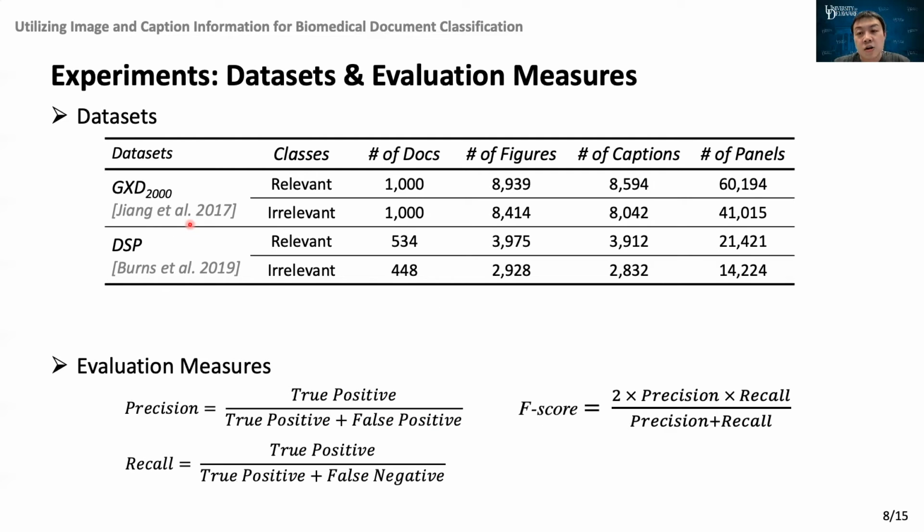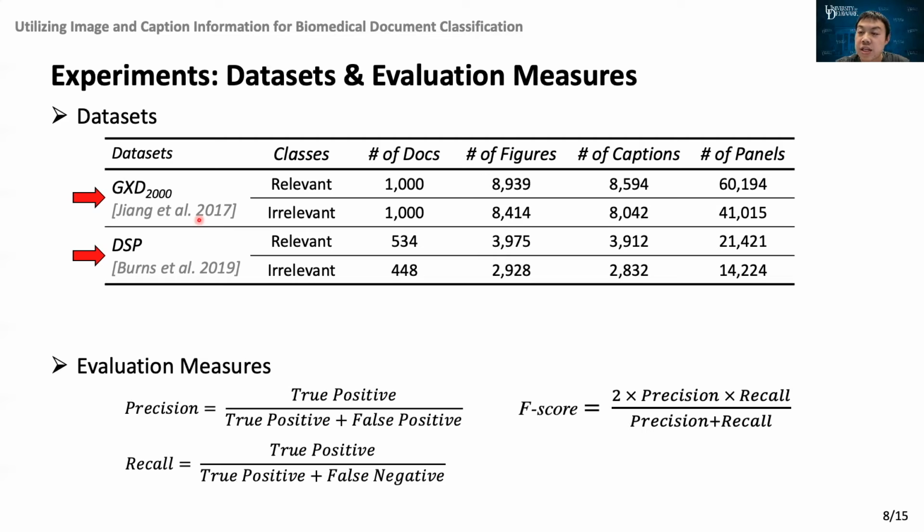To evaluate our method, we use 2 datasets. The first dataset, denoted as GXD2000, contains 1,000 documents that are relevant to gene expression database and 1,000 irrelevant documents. This dataset is a subset of the dataset used by Jiang et al., and the original dataset contains around 60,000 publications curated by the Jackson Laboratories Gene Expression Database.